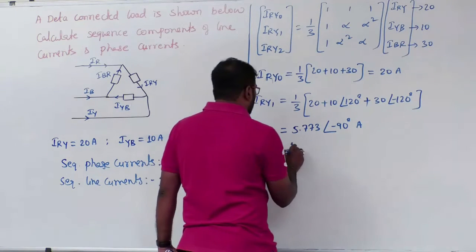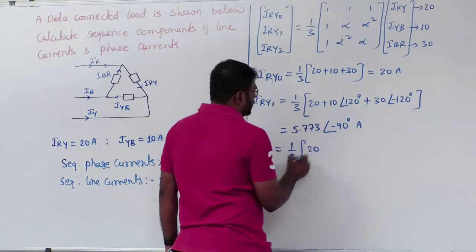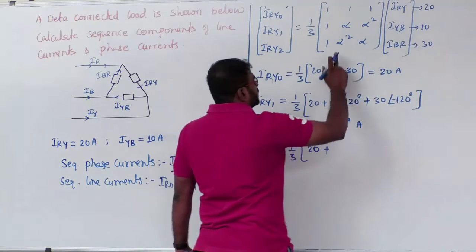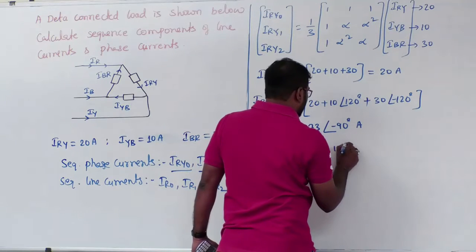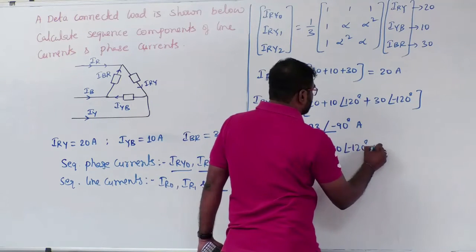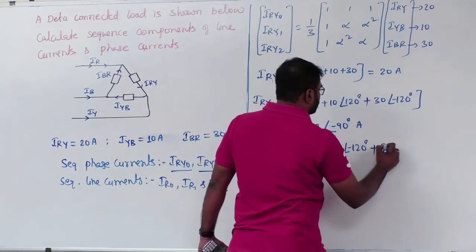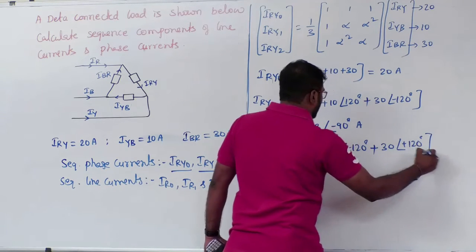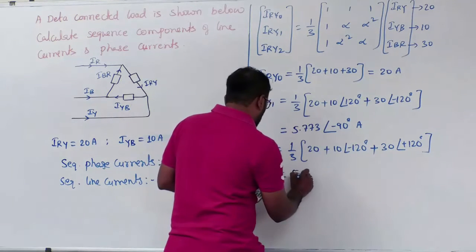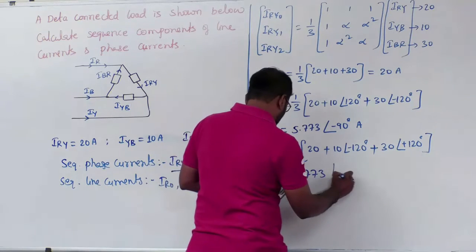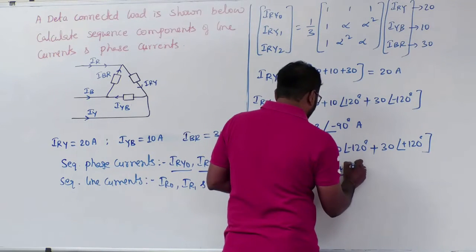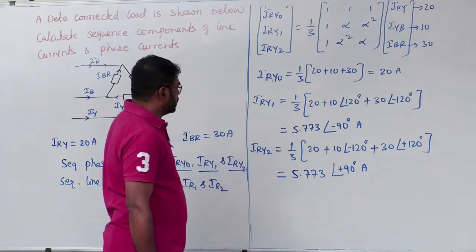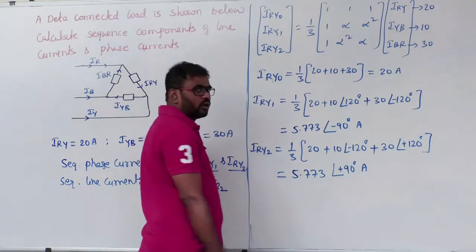Now similarly IRY2 value. IRY2 is nothing but 1 by 3 times 20 plus 10 alpha square, which means 10 at an angle minus 120 degrees, plus 30 alpha, which means 30 at an angle plus 120 degrees. If I solve this, we get 5.773 at an angle plus 90 degrees amperes. So IRY1 we got, IRY2 we got.